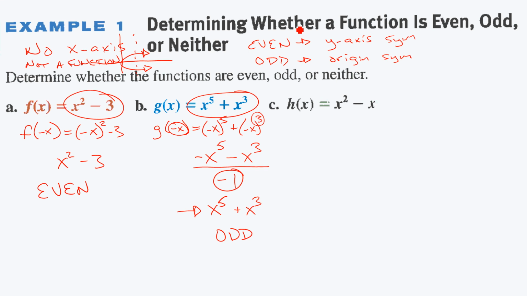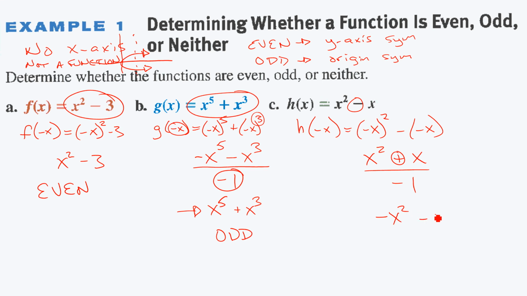So let's test C. If we plugged in negative x, we would get negative x squared minus negative x, which is x squared plus x. Not what we started with. We see a minus there, but a plus here. And if we divide by negative 1, we get negative x squared minus x. So now we match up the minus x, but this is positive x squared and this is negative x squared. So this would be neither. All right, your turn. Give it a shot.